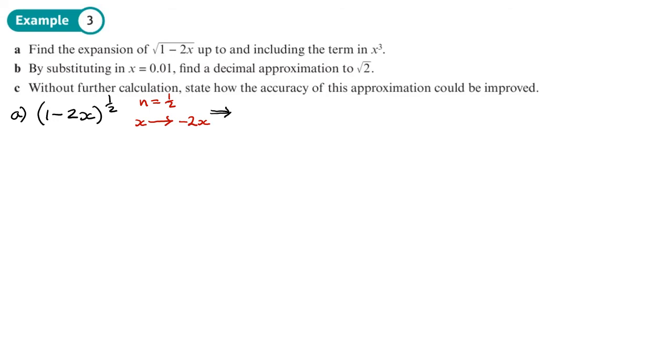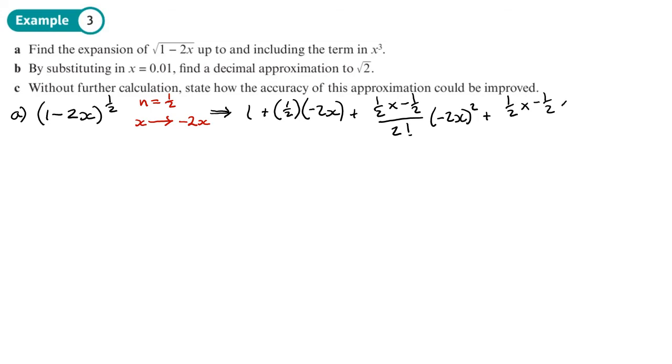So that's going to give us 1 plus nx. So half, there's n, x is negative 2x, 1 plus nx plus n times (n minus 1), which is negative a half, over 2 factorial, x squared. Now x is negative 2x, so all squared, plus, now we're going up to the x cubed term, which is fine, n times (n minus 1) times (n minus 2) over 3 factorial, x cubed, negative 2x all cubed. Simplifying time.